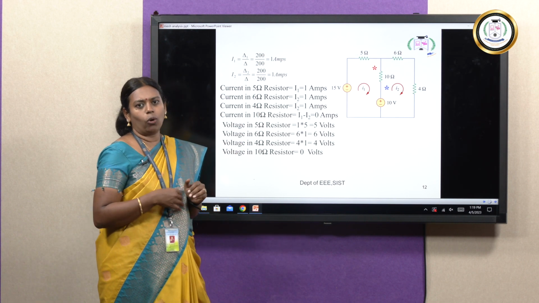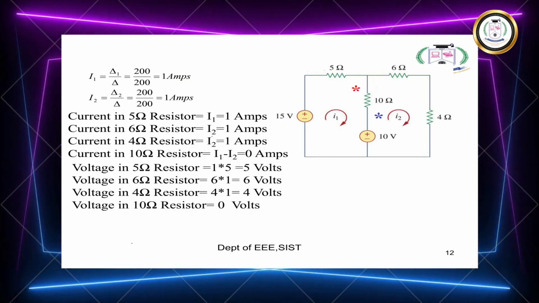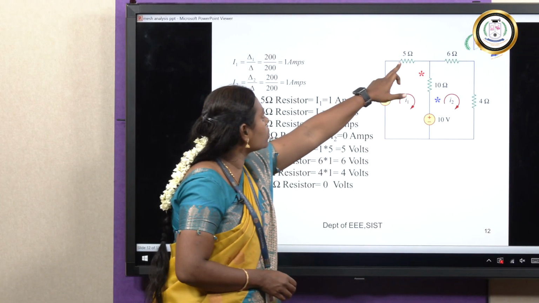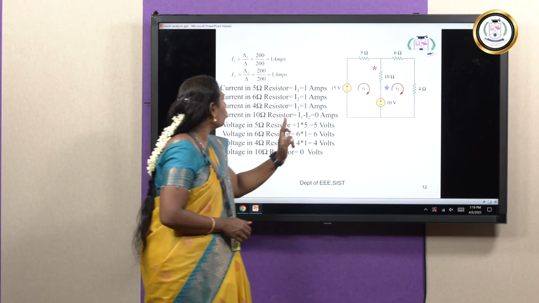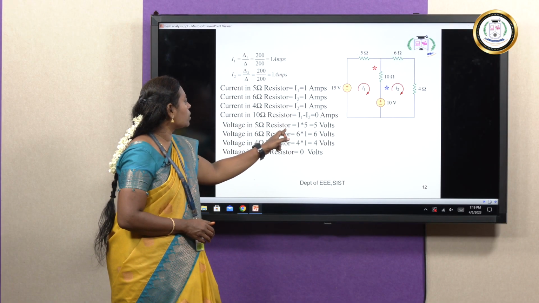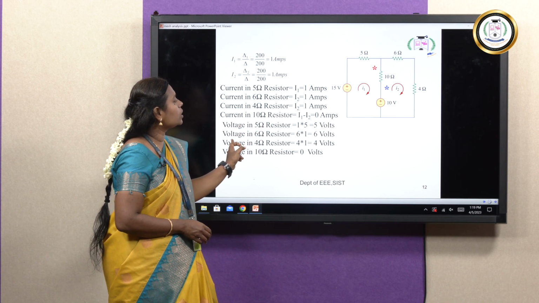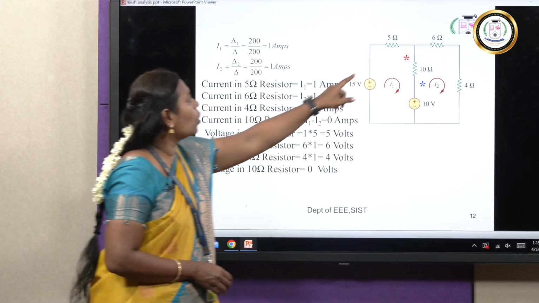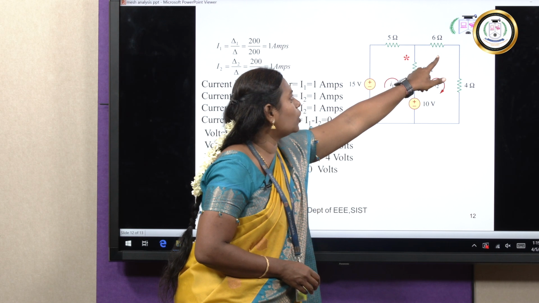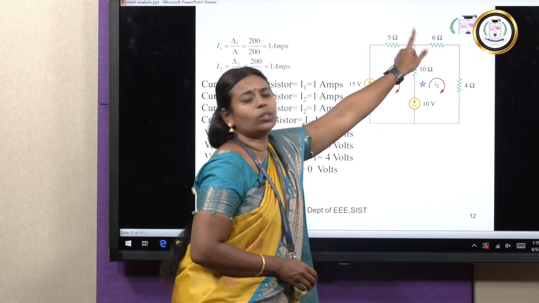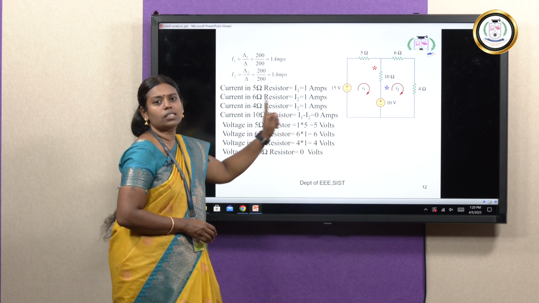Next, we can go for voltage. Voltage in the 5 ohm resistor. Voltage means we have to use Ohm's law. Voltage in the 5 ohm resistor is the current flowing in the 5 ohm resistor times 5 ohms. So, voltage in the 5 ohm resistor will be 1 into 5, equal to 5 volts. Similarly, find voltage in the 6 ohm resistor. In the 6 ohm resistor the current flowing is I2. That I2 current into that 6 ohm resistor. I2 value is 1. 1 into 6 you will be getting 6 volts.